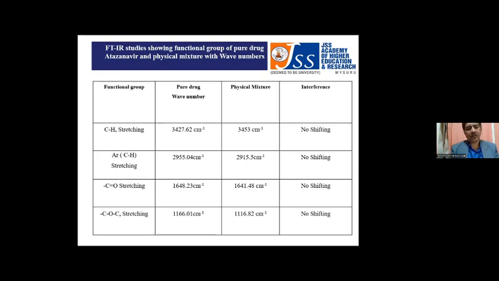Various functional groups are responsible for certain wave numbers. The first one is CH stretching, which appeared at a frequency of 3427.62 centimeter inverse for the pure drug, whereas in the physical mixture it appeared in the region of 3453 centimeter inverse, indicating there is no shifting of the peak. Then we have the aromatic CH stretching, in which the pure drug has a wave number of 2955.04 centimeter inverse. In the physical mixture also, it was in the range of 2915.5 centimeter inverse.